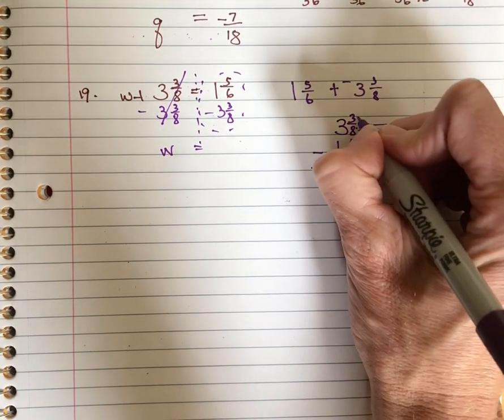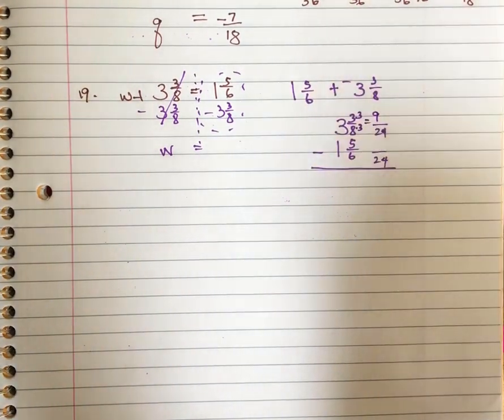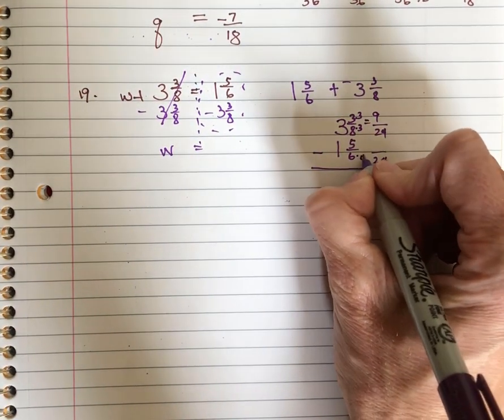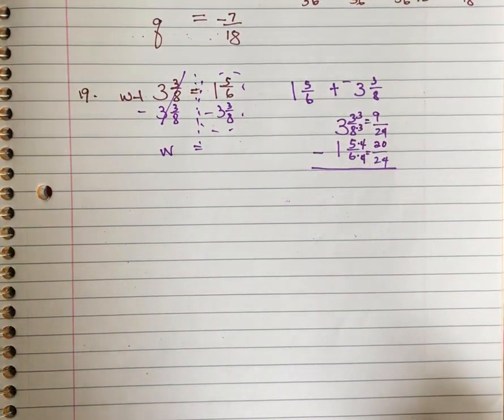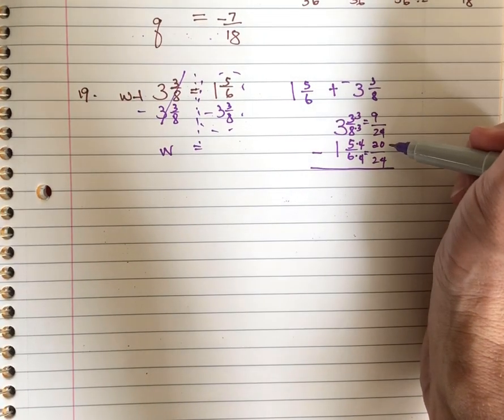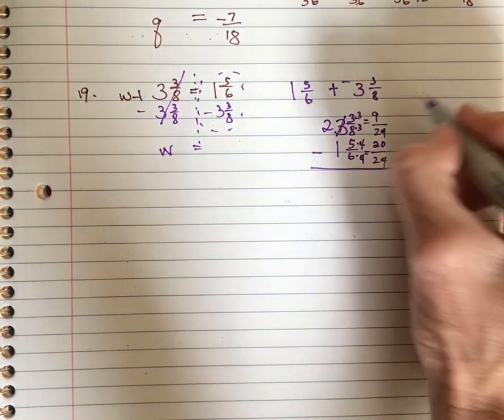So 8 times 3 makes 24. 3 times 3 is 9. So 9/24 is my equivalent. 6 times 4 is 24. So multiply 5 by 4 and we get 20. Ooh, we can't take away 20 from 9. So we have to borrow. 3 becomes a 2.